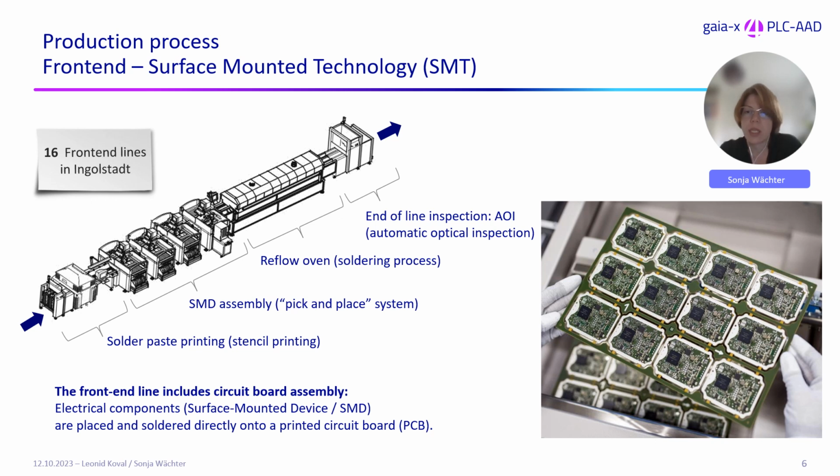The components are delivered on reel and are picked up using pipettes and placed on the printed circuit board. And then the panel goes into an oven where the solder hardens and fixes the components to the PCB and also creates the electrical connection.